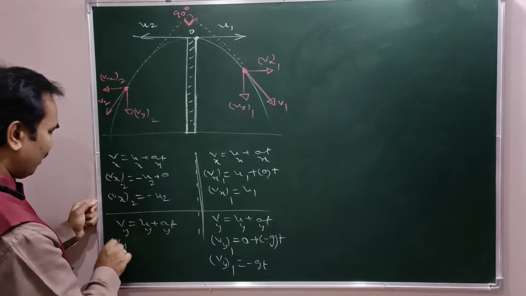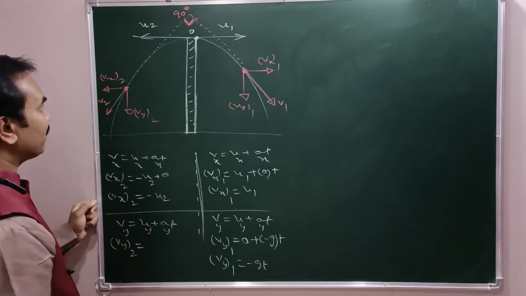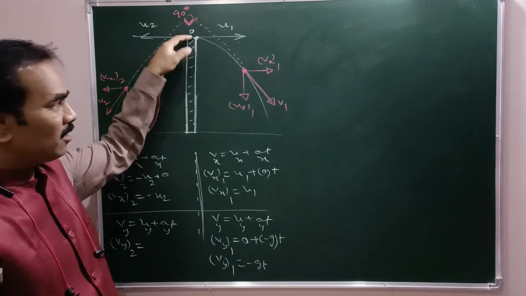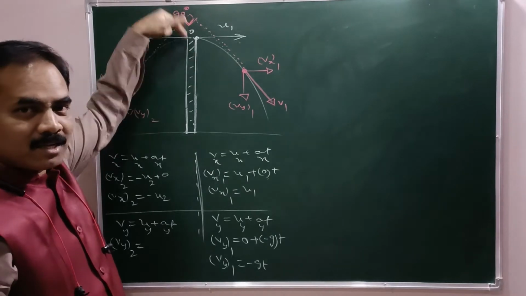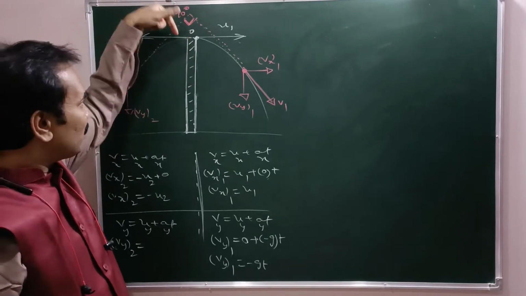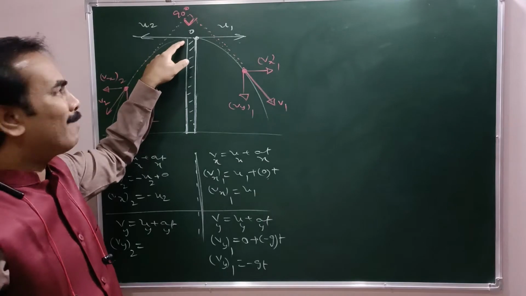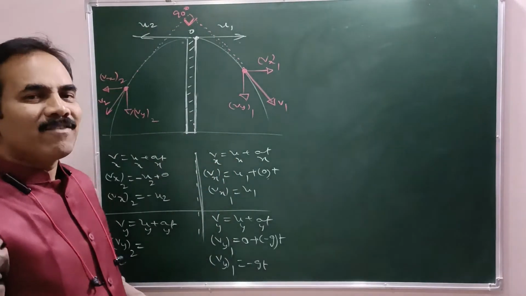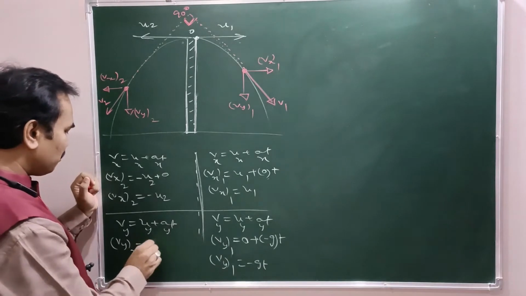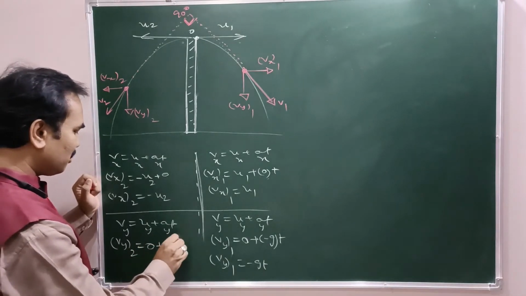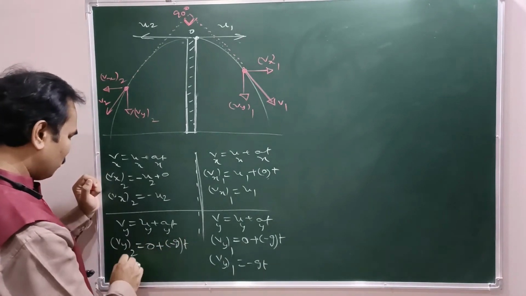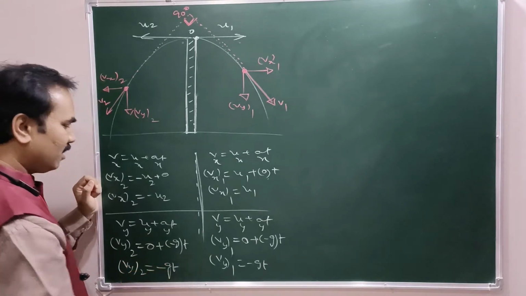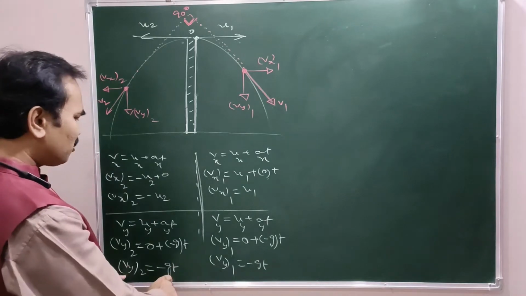So vy for the second projectile equals uy. What is the initial velocity along the vertical at the point of projection? Is there any initial velocity at the point of projection towards the negative y-axis? No. Why? Because the entire velocity is given towards the negative x-axis. That is uy = 0, plus ay, which means minus g into time. So vy2 is also equal to minus g t. So both components are negative only.